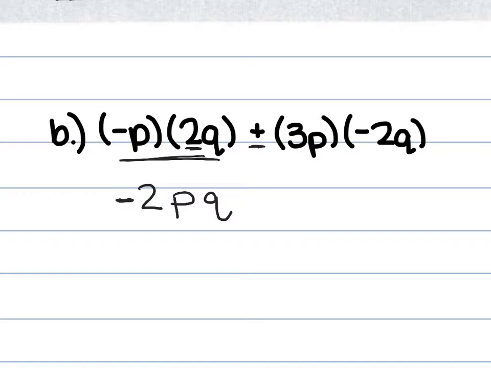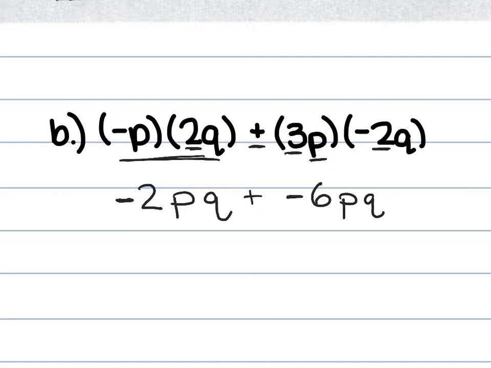P's are looking for other p's to multiply with. Q's are looking for other q's to multiply with. Plus, now we've got some other things to do over there. 3p times negative 2q, is that going to be positive or negative? Negative. P is looking for anybody else to multiply with. He doesn't have any other p's, so let me do the numbers first. 3 times 2 is 6. We already know that's negative. P has nobody else to multiply with. Q has nobody else to multiply with.